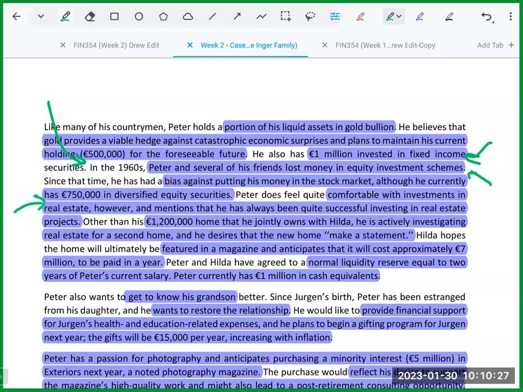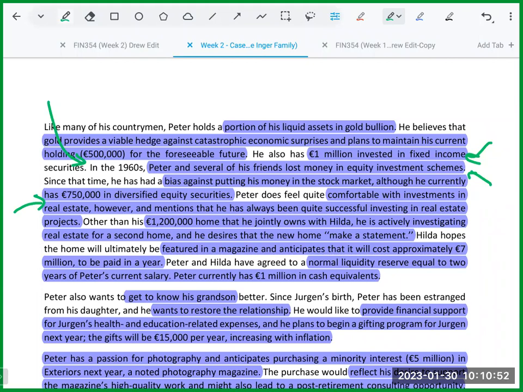So a diversified equity security could be like the S&P 500, right? So he basically is more of a follower in the market. He doesn't want to earn super high returns. He just wants to get market returns, right? Because that's why he diversifies. And of course, the stake is quite small, 750K compared to his fixed income portfolio of 1 million.